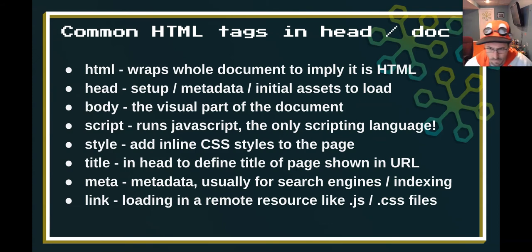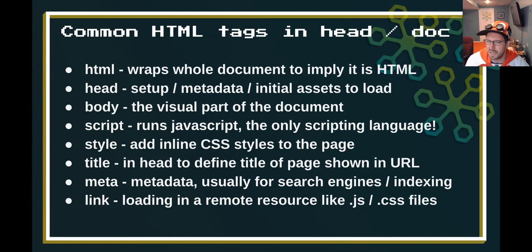So there's script tag, which runs JavaScript, the only scripting language that's valid to write in the browser, just kind of because, which annoys a lot of people, but because of history, JavaScript is the only approved language to run in the browser. Style, which is we can add inline CSS to the page. So a style tag allows you to just write CSS right there that will influence the different parts of the page. Title is what shows up in the URL bar.